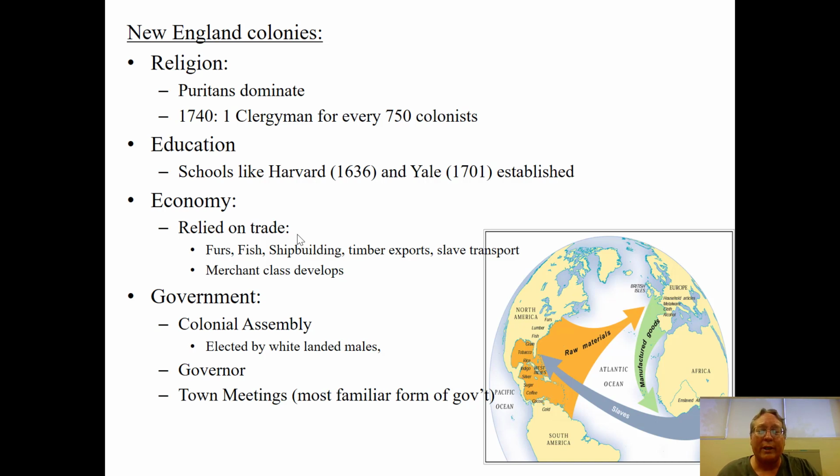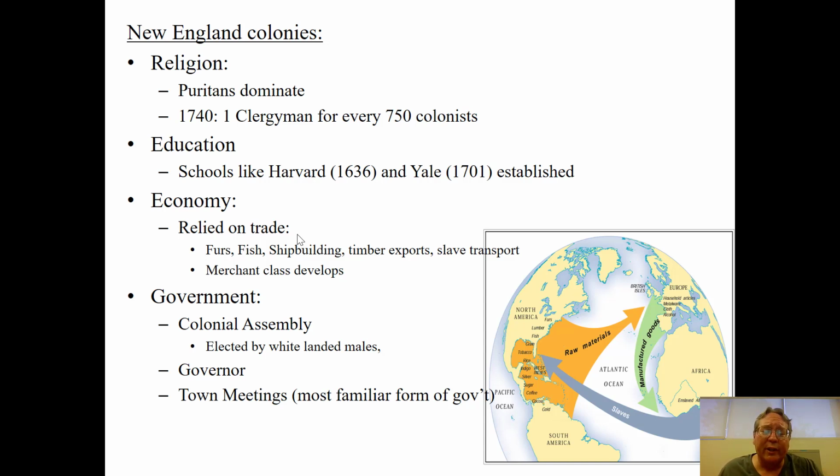By the 1740s, even though the old Puritan churches are still there, most of the people that go to them, if they even go to them, aren't calling themselves Puritans. They're just Protestants. They just belong to this particular Protestant church or that particular Protestant church.